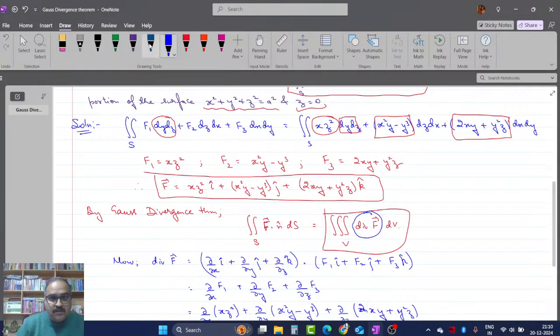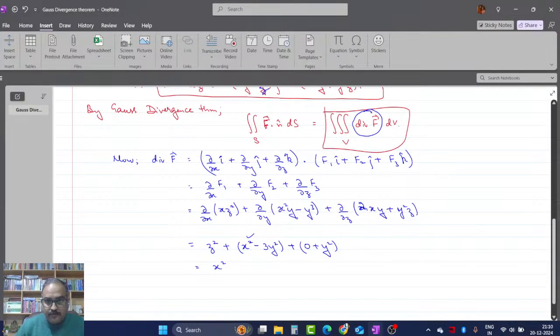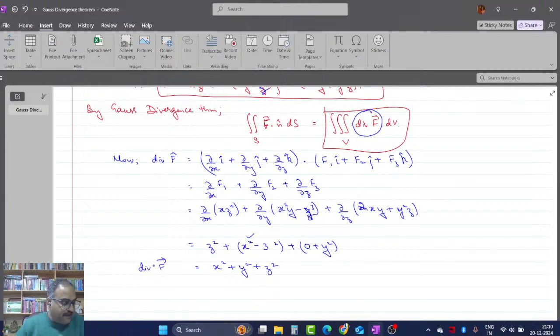The statement will change, it was z cube, z cube. So this will not be working there. So it will be x square plus y square plus z square. This is the value of divergence of f vector. Okay, so I'm now going to substitute in equation number 1.